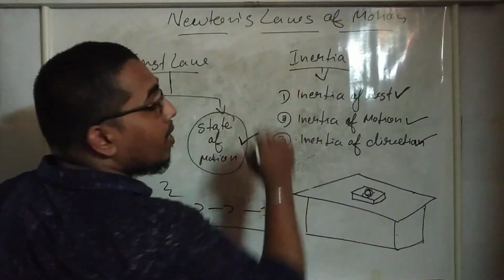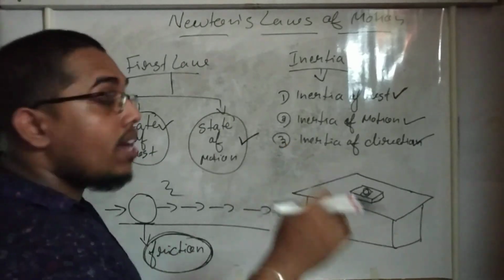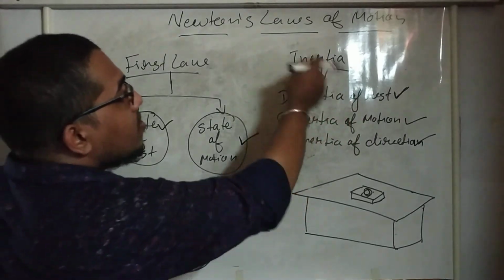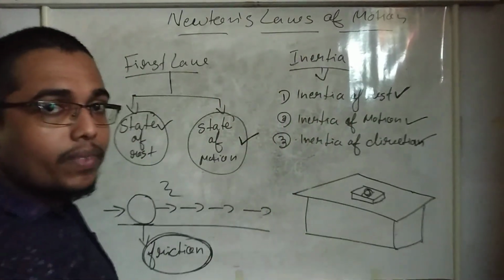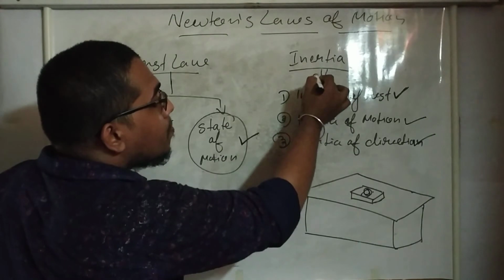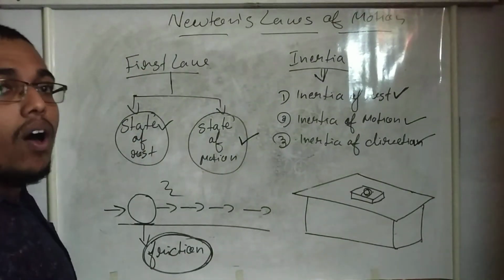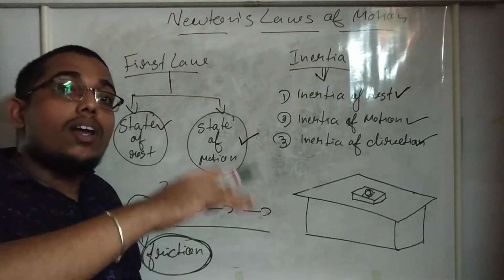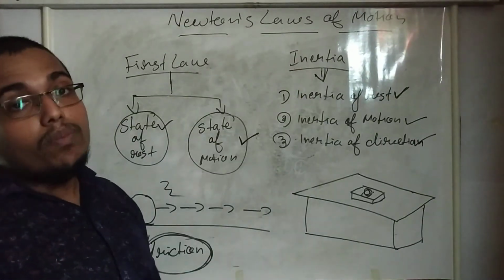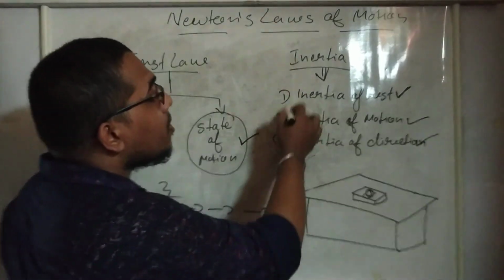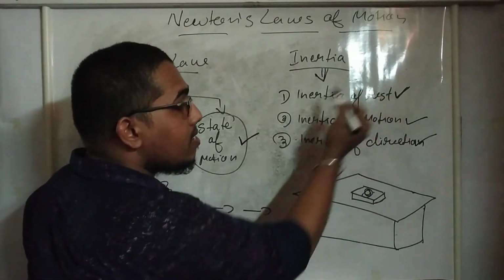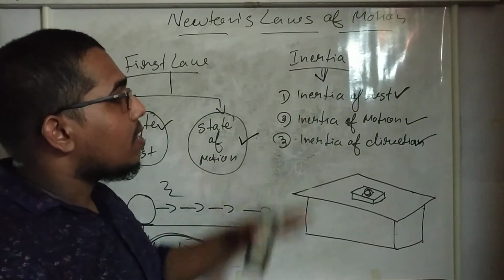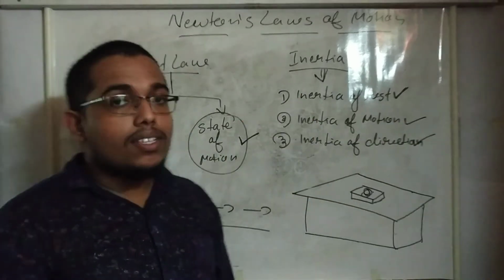Yes. Then again, inertia. Inertia is a tendency of a body or a system to remain in state of rest or of uniform motion along a straight line. That is called inertia. Clear? And this inertia always depends on the mass of the system or mass of the body. Means the heavier objects will have more inertia than the lighter objects. And this inertia can be divided into three: inertia of rest, inertia of motion, and inertia of direction. And also we discussed the examples of this inertia.